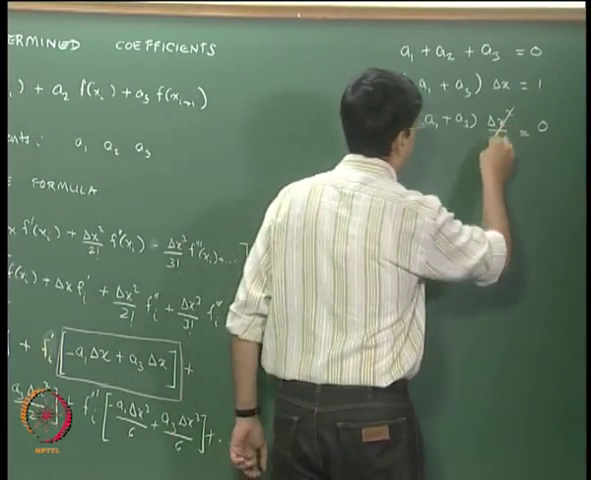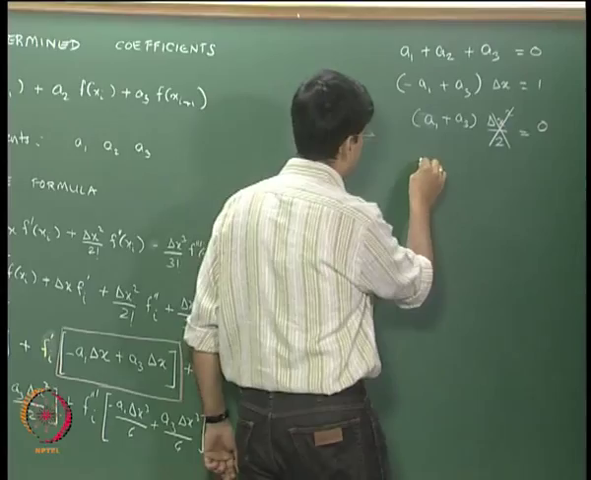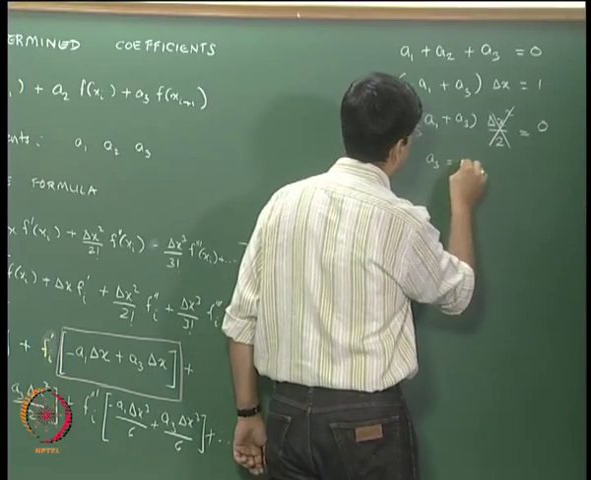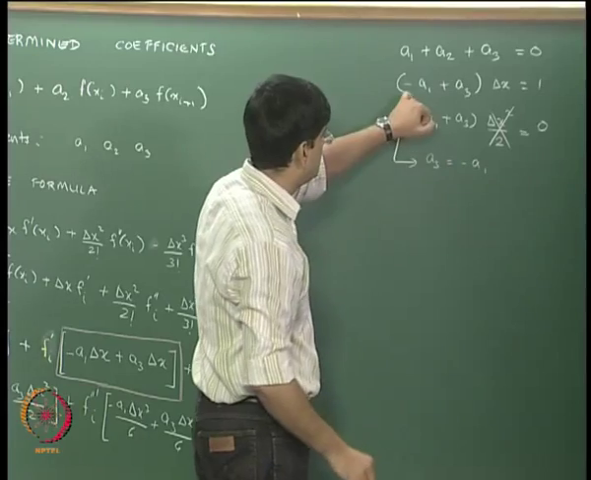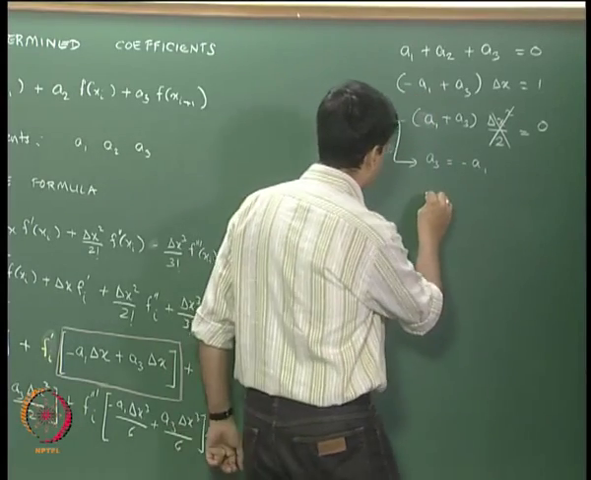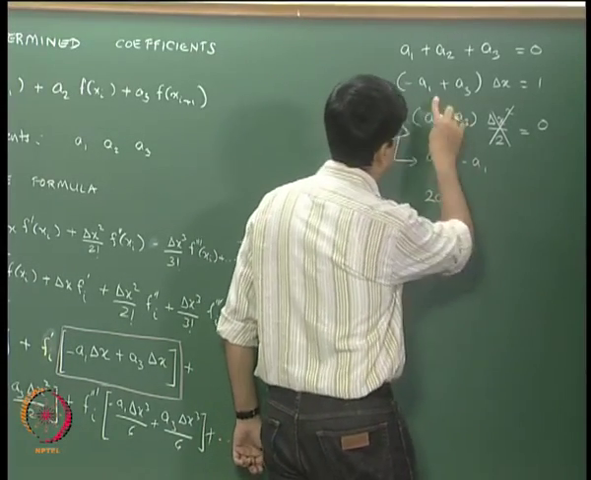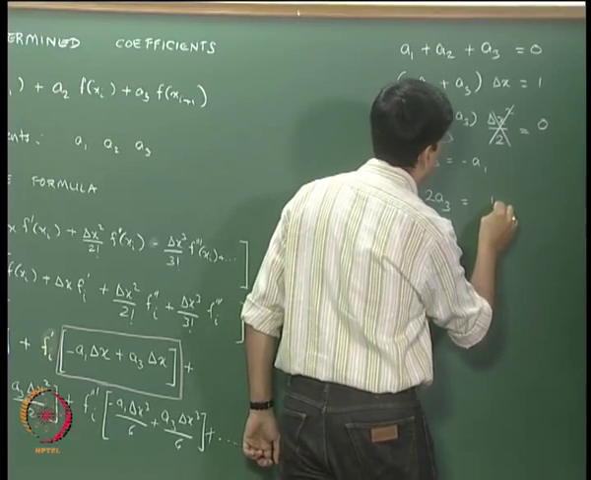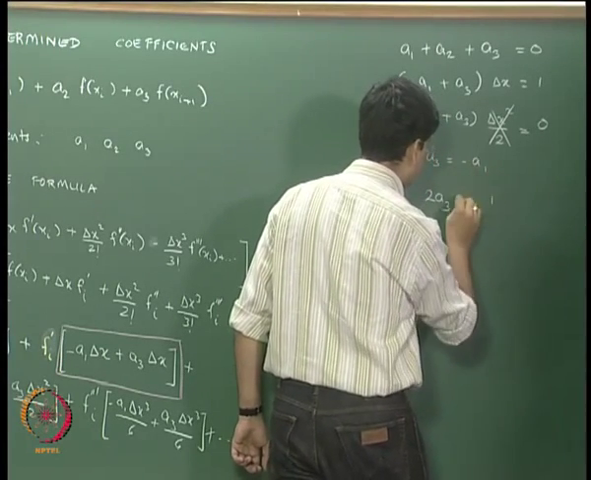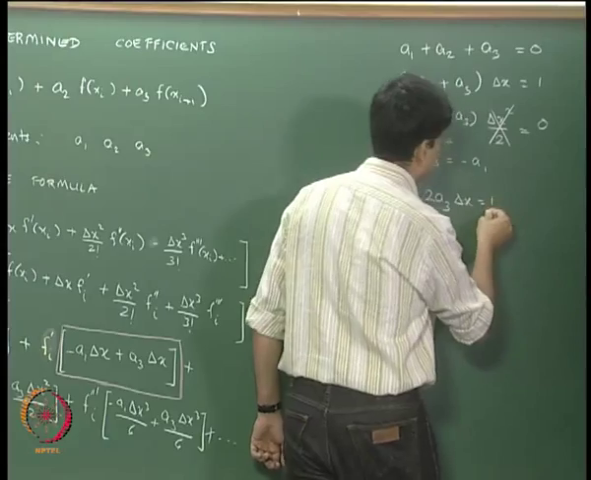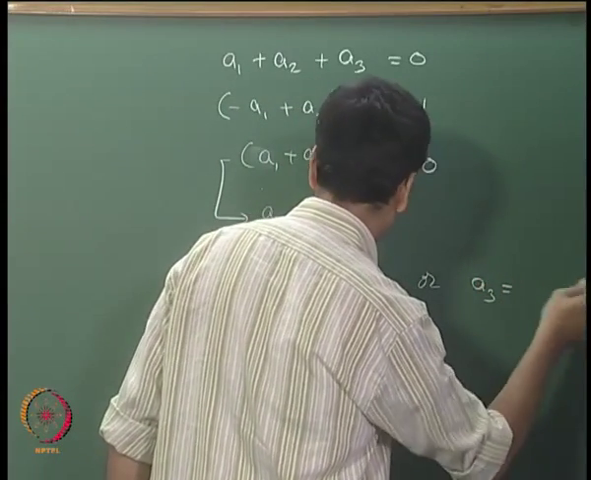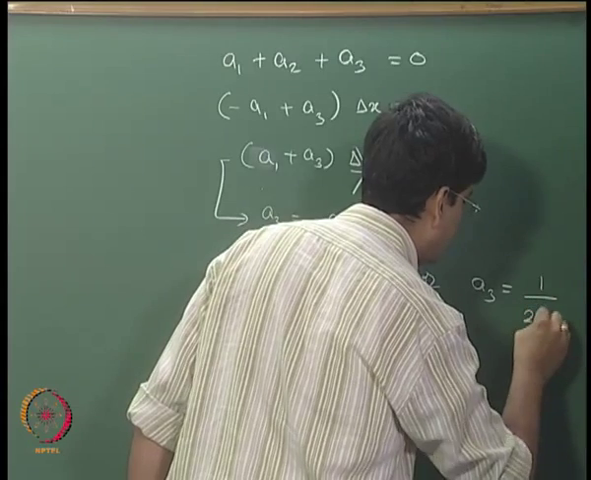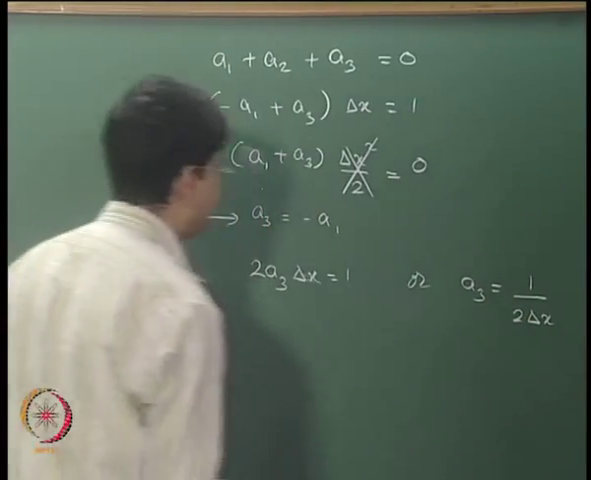Okay. So based on this we will write a3 equal to minus a1 based on this equation, and substitute it over here. So we will have 2a3 delta x is going to be equal to 1, or a3 is going to be equal to 1 by 2 delta x.